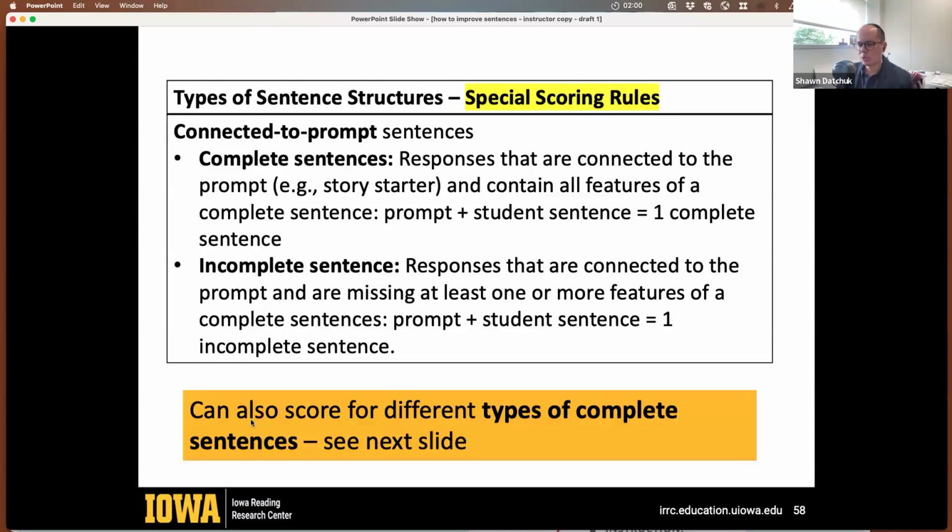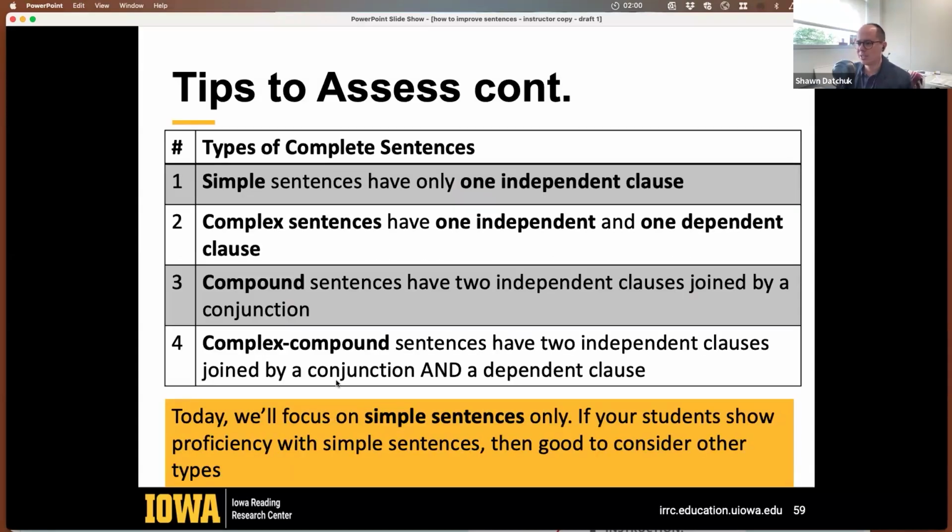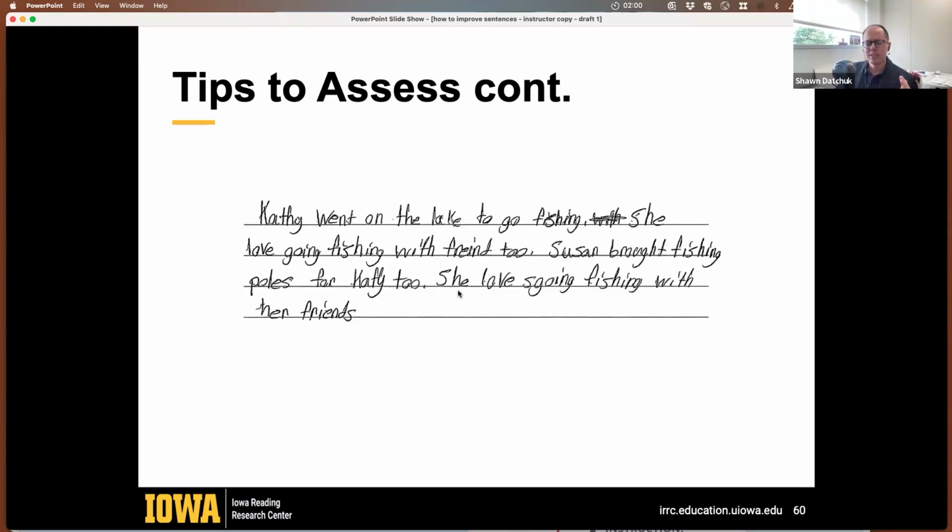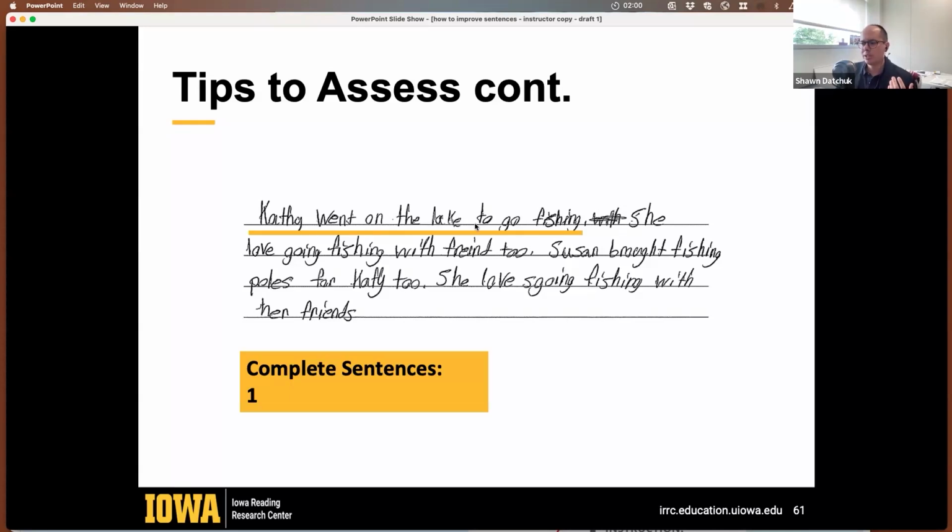We can score for different types of complete sentences. You can score for simple, complex, compound, and compound-complex. Just for today, we're going to focus on simple sentences. So if your students wrote this: Kathy went on the lake to go fishing. She loved going fishing with friend two. Susan brought fishing poles for Kathy too. She loves going fishing with her friends. So let's say your student wrote that in 3 minutes. Then you could go, okay, there's a complete sentence.